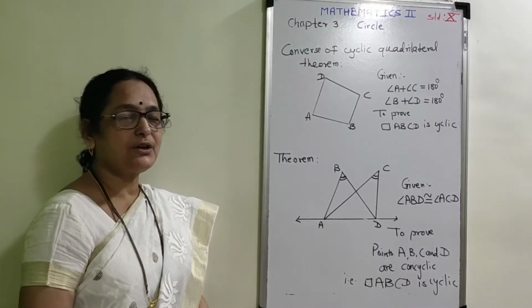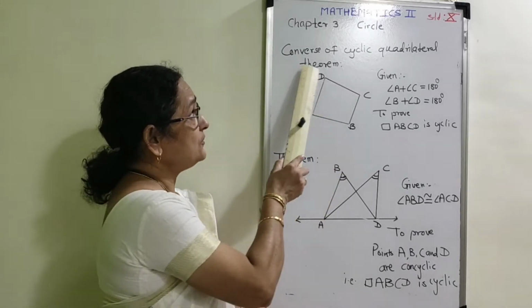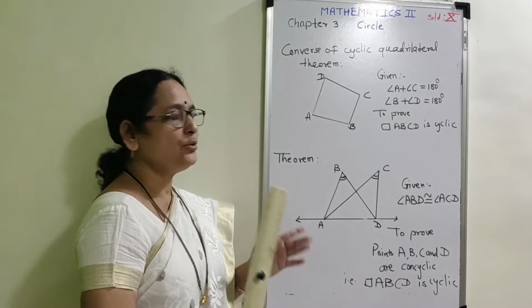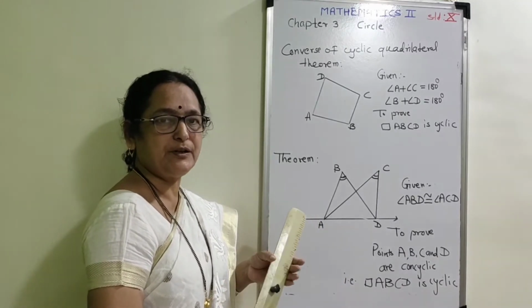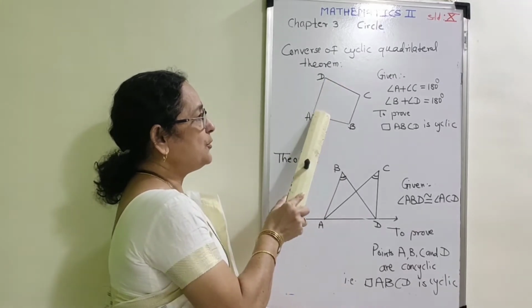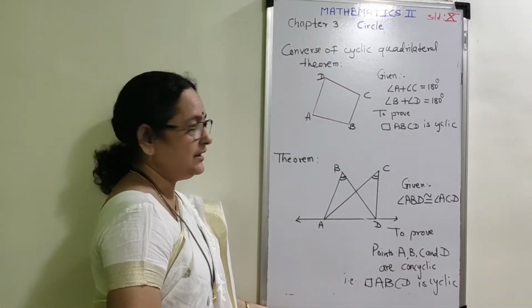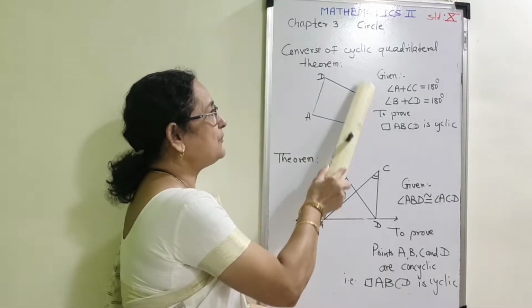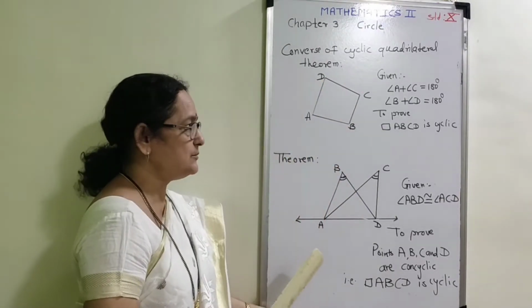Students, we are going to complete the converse of cyclic quadrilateral theorem. Proof is not included, no need to write it. I am going to explain only the statement. If in a quadrilateral opposite angles are supplementary, then that quadrilateral is cyclic. That means all the four vertices lie on the same circle.